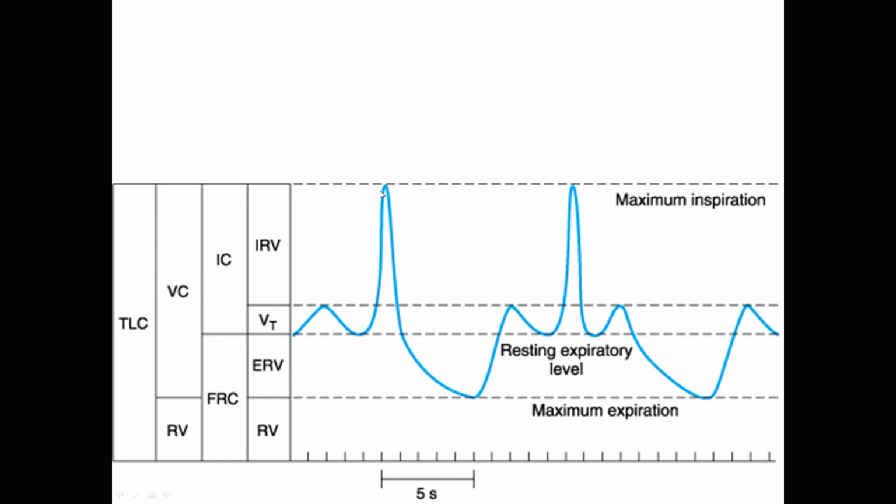Here is the inspiratory reserve volume, the amount of gas inhaled after a normal inspiration, and the expiratory reserve volume, the amount of gas exhaled after a normal expiration. So, normal inspiratory volume and inspiratory reserve volume. Both the inspiratory reserve volume and the expiratory reserve volume constitute the vital capacity. As we can see here, inspiration and expiration take about 5 seconds.